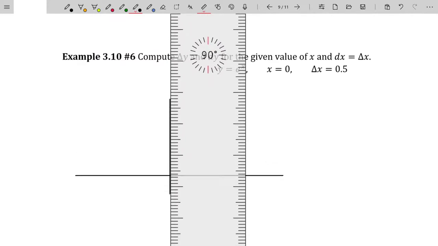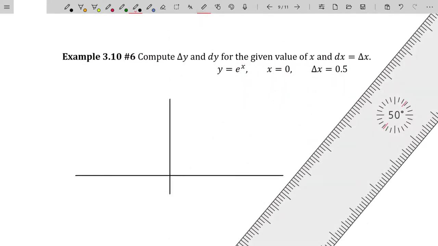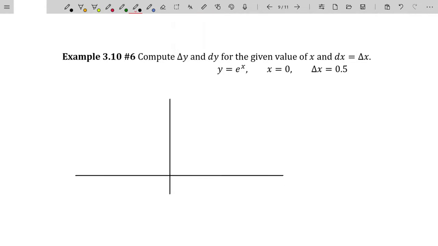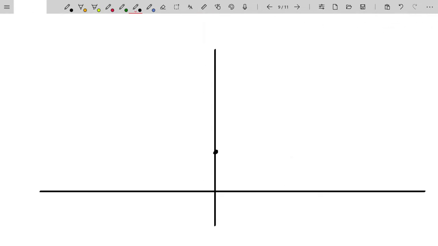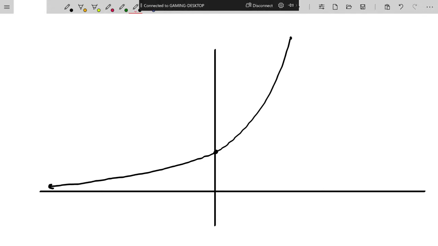Sorry that my screen keeps moving. That's me, my hand hitting the screen. I'll just turn that off now.